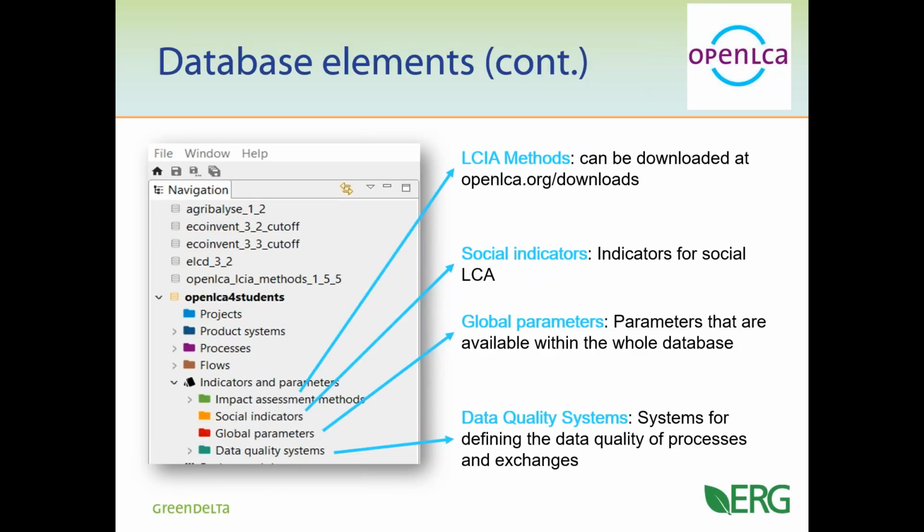Within your navigation section, you can also download lifecycle impact assessment methods used to characterize the inventory values in your LCA results. openLCA has been built to support social LCAs and allows for use of both social LCA databases as well as indicators. Global parameters allow the user to define parameters that are available for use in any process. openLCA supports multiple data quality systems as well that can be imported here in your navigation pane.